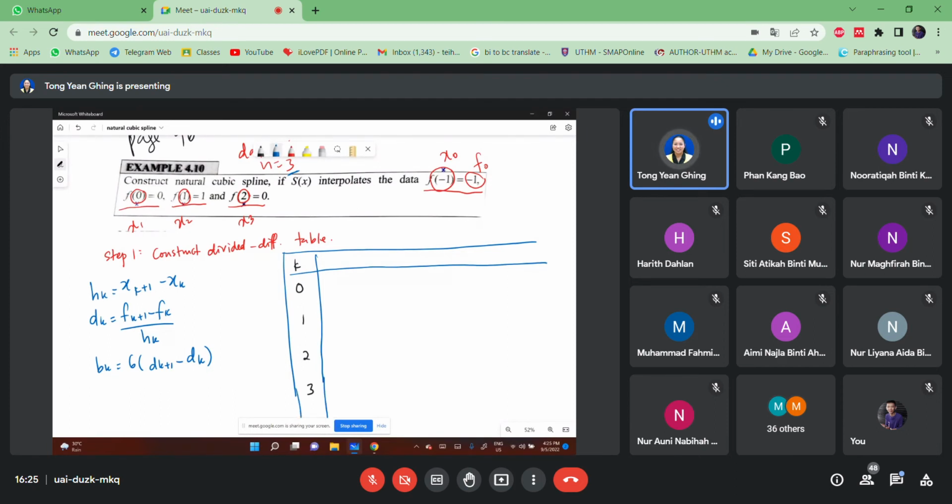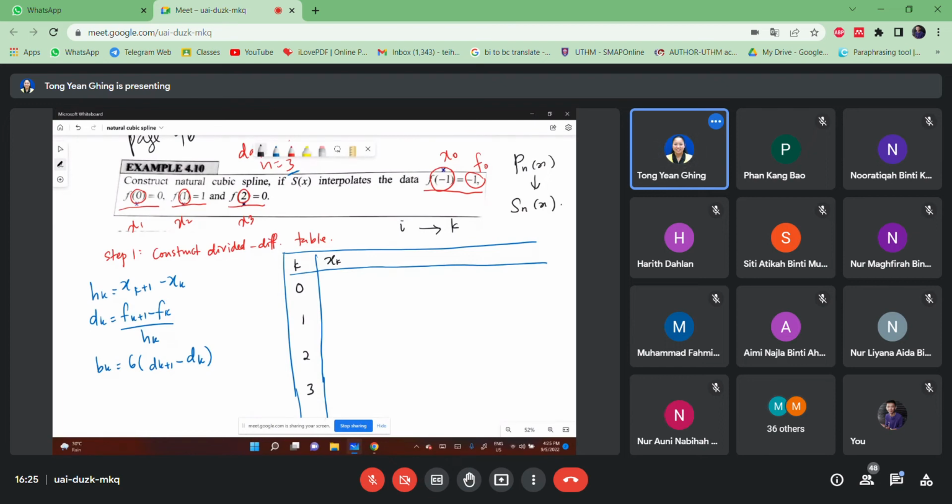And then the next one is xk. Before this we use xi. So xk, xi is the same. Only these spline cubics are using the symbol of k. In terms of i, before this we used i, now we change to k. Same, before this we use P and X, now we change to S and X.